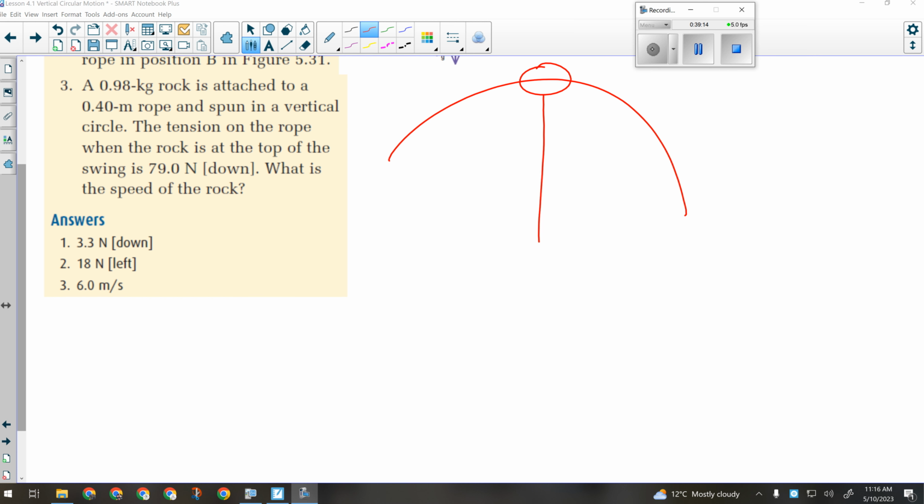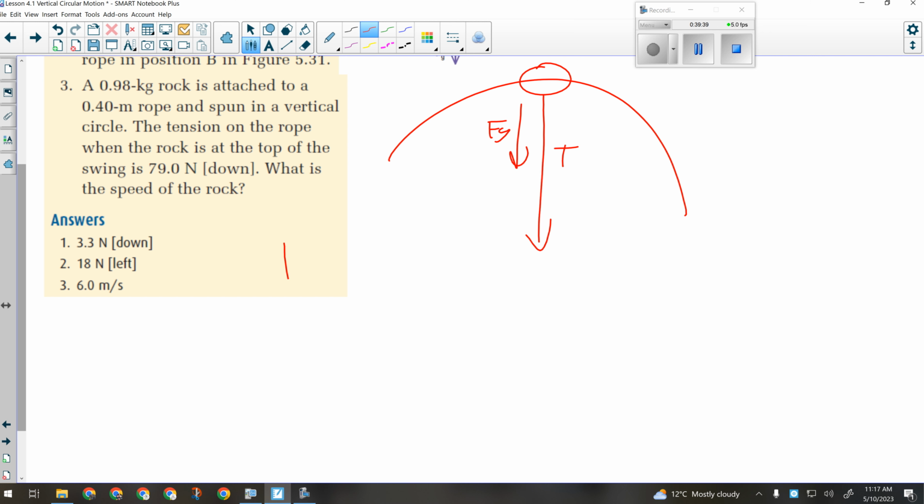Let's have a look at this one. So we've got going over the top, which means there's tension in the rope. And what else is pulling in? Gravity, yeah. Are there any forces out? Not in this case. There's nothing that's trying to directly pull this thing straight out of the circle.